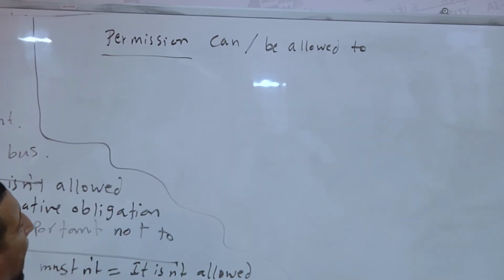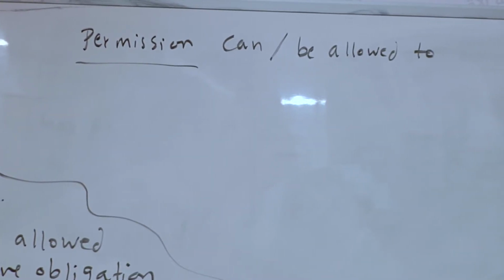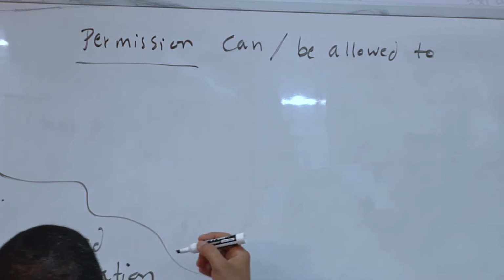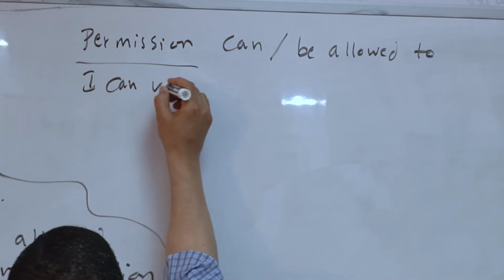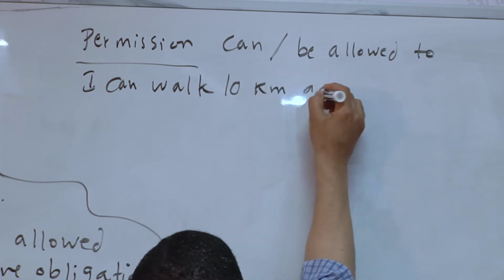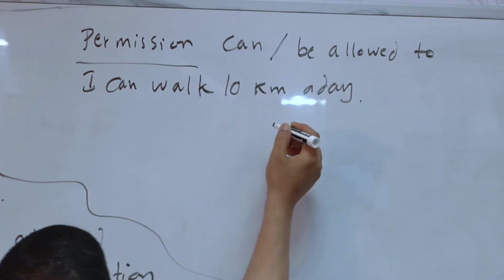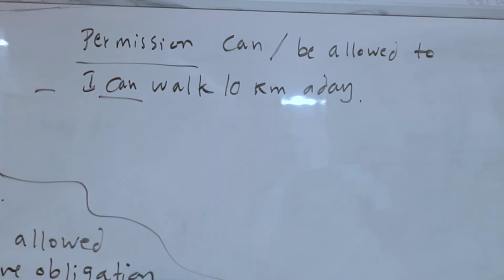As we all know, can is usually used to express ability, in specific in the present. Like, I can walk 10 kilometers a day. Okay? So can here is used to express ability.